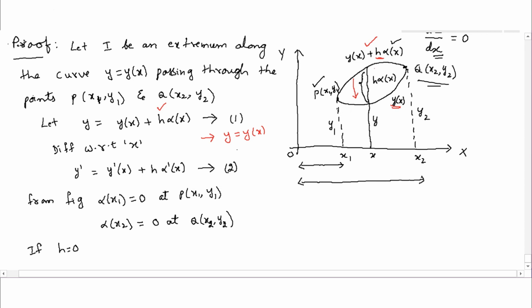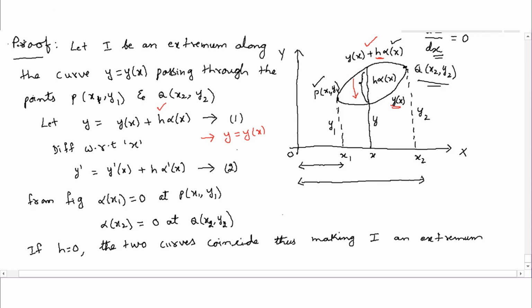When both the curves are the same, then I will be an extremum. If h is equal to 0, then the value of I will become an extremum. Let me write down the statement: if h is equal to 0, the two curves coincide with each other, thus making I an extremum. So I will become an extremum when both the curves coincide with each other.